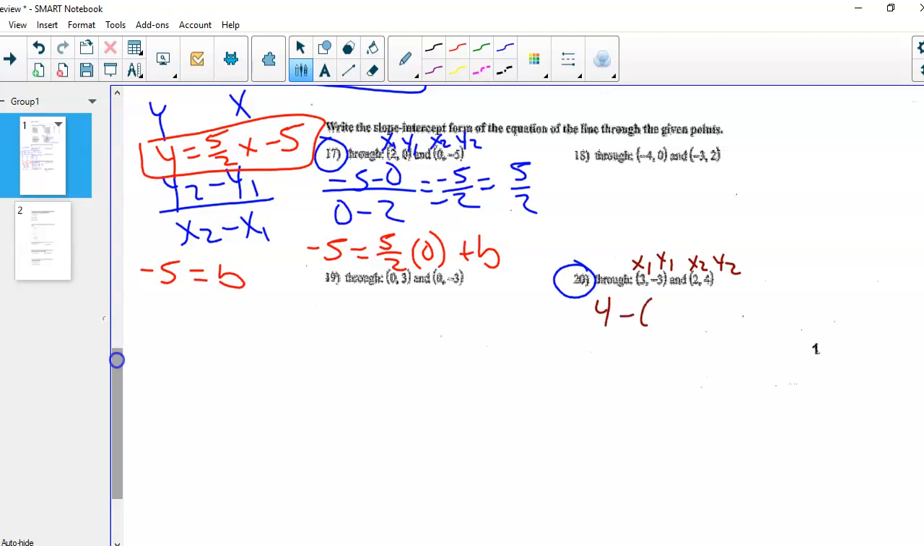4 minus negative 3 over 2 minus 3. 4 minus -3 is what? Positive 7. And then this would be -1. So what is our slope really? -7.